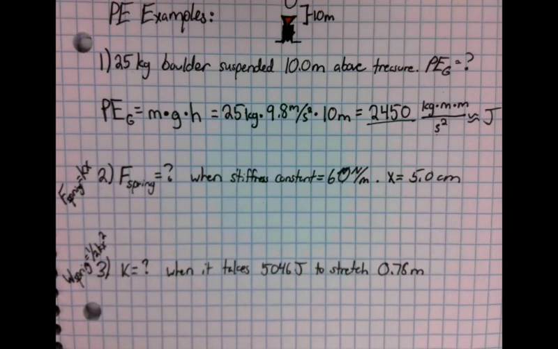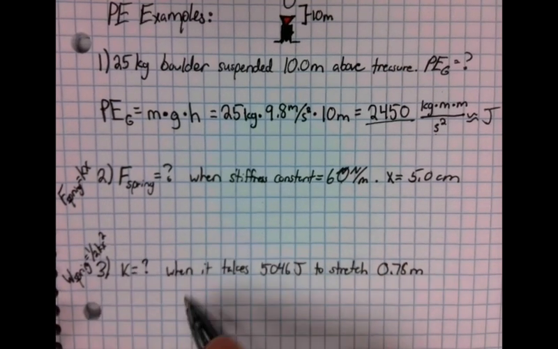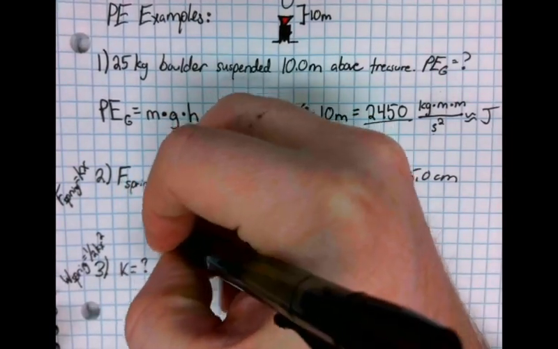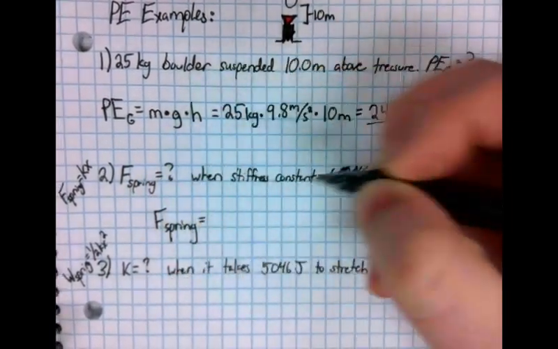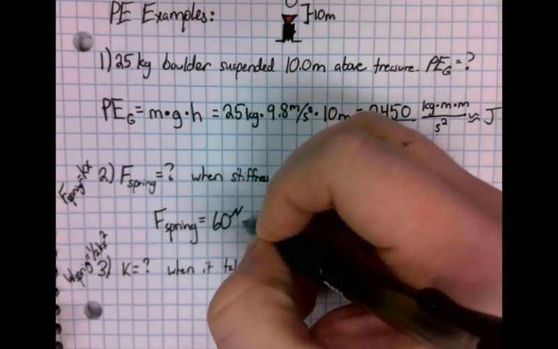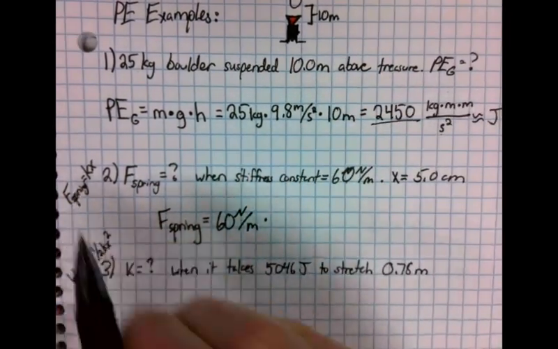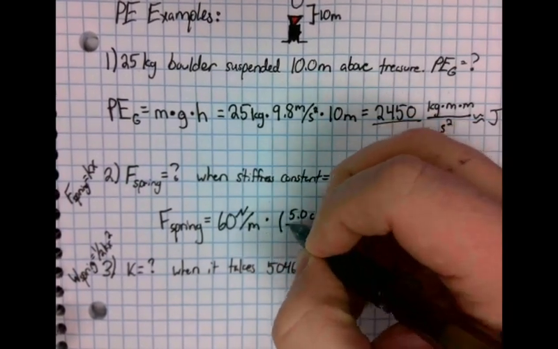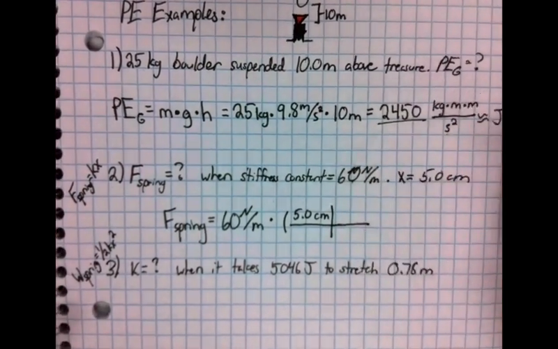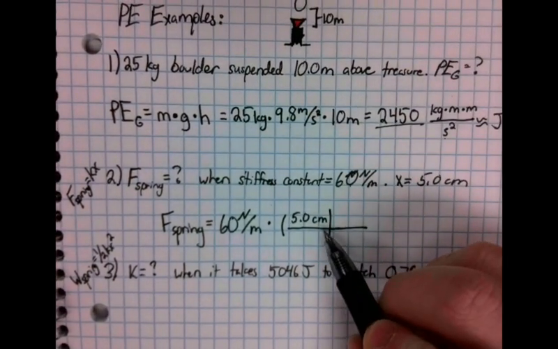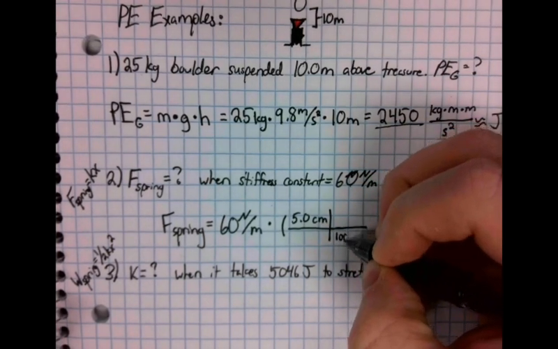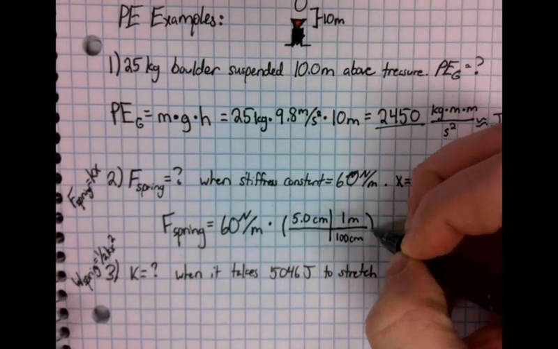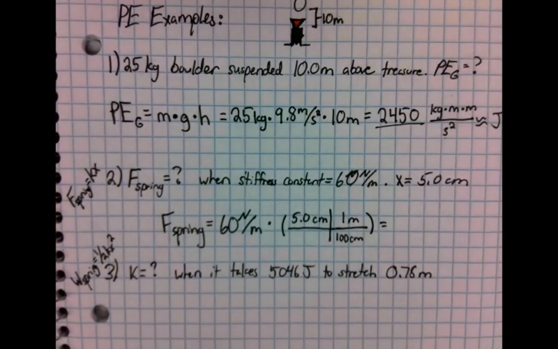So because it cares about force, we don't use the work equation we just talked about. We know that force of a spring is equal to the constant, which in this case is 60 newtons per meter, times the distance. It says 5 centimeters, but remember, we want it in meters, so we have to change this. There are 100 centimeters in 1 meter, and we'll plug that in. Or you could just move the decimal 2 to the left. That would give you the same answer.